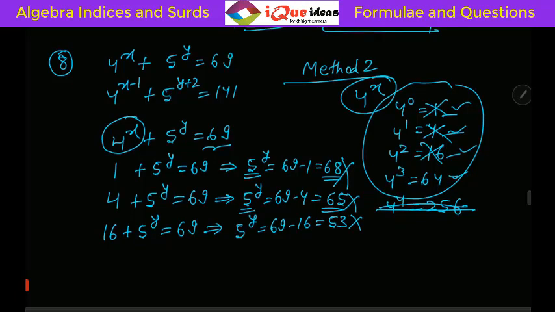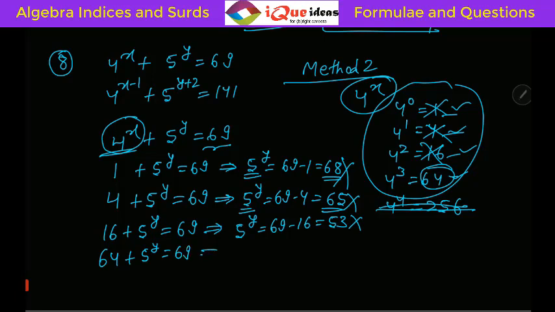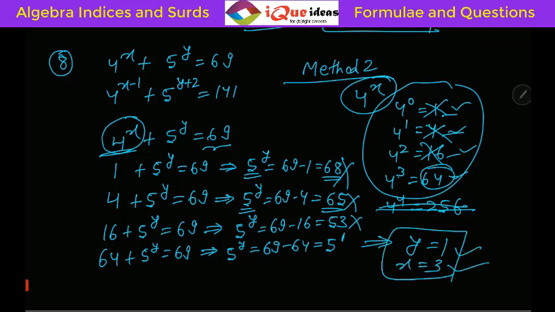Okay. Now let's say if I put 64 in place of 4 raised to x, what will happen? So 64 plus 5 raised to y, that is equal to 69. This gives us very clearly that 5 raised to y is equal to 69 minus 64, which is 5, which is 5 raised to 1. That means y is equal to 1. Right? And this was 4 cubed, so x is equal to 3. So please understand that only one equation was sufficient to answer this question. Okay? Now you also need to check the second equation whether it is satisfied by these values or not.